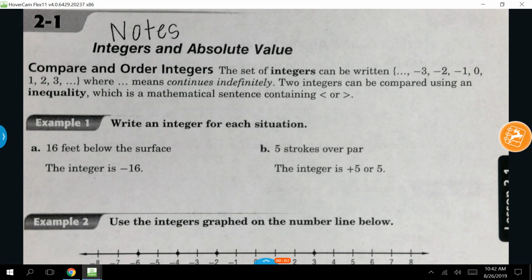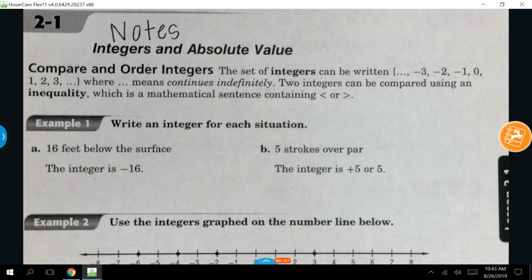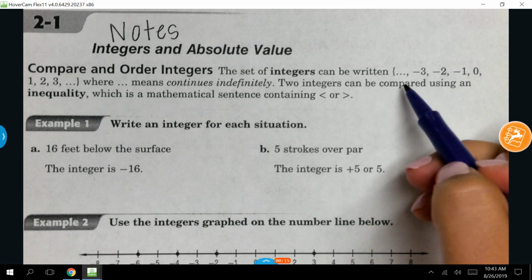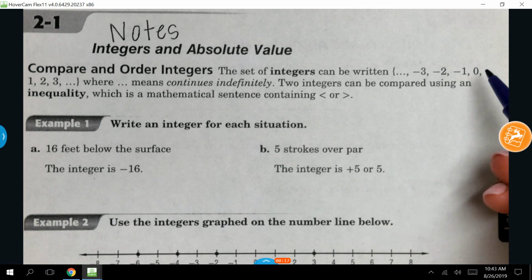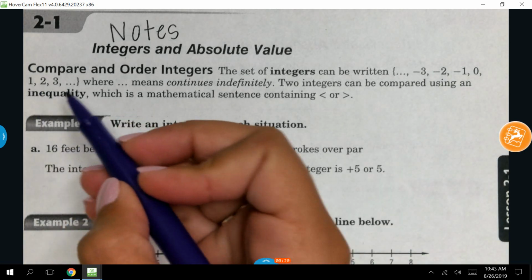Alright, so we're learning about integers and absolute value. On the front page, we're learning about integers, and then on the back, we'll learn about absolute value. First, if we have a set of integers, we can write them like this. We have parentheses and 3 dots, -3, -2, -1, 0, and then +1, 2, 3 with 3 more dots.